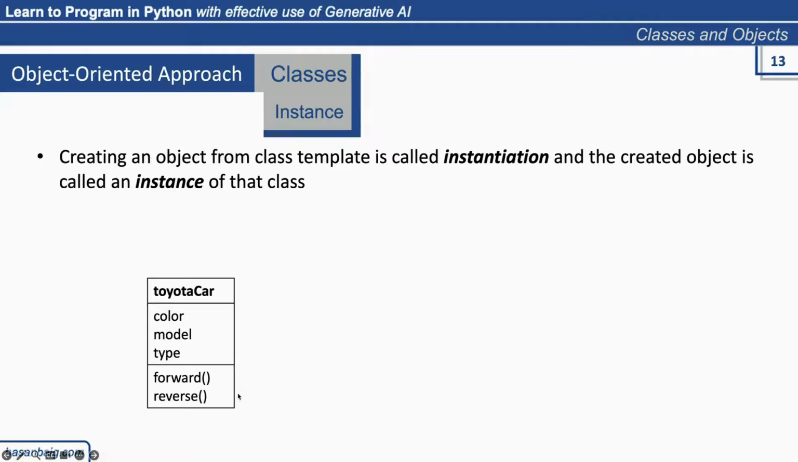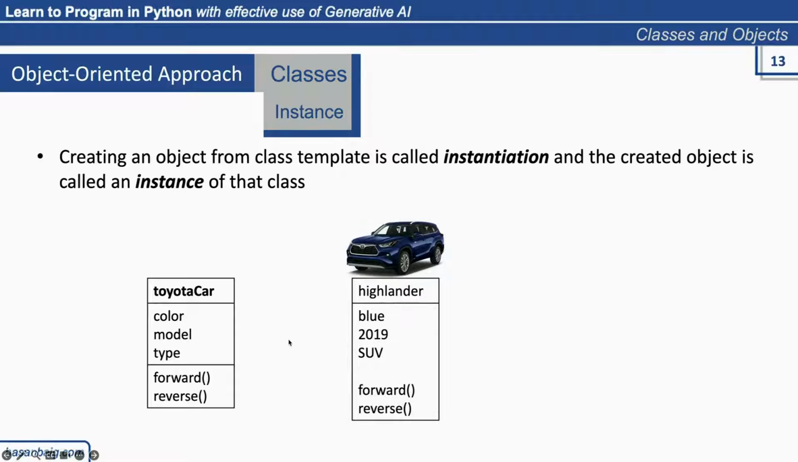Okay, so the behaviors. So let's say we have this Toyota car class created, and based on this car, I can create an instance, a new object, and give it a name Highlander. So Highlander is based on Toyota car template, and it has a color blue, model 2019, and the type is SUV. And I can perform this operation on Highlander, like it can go forward, it can go reverse, or if I want to add some additional functionality, I can do that here.